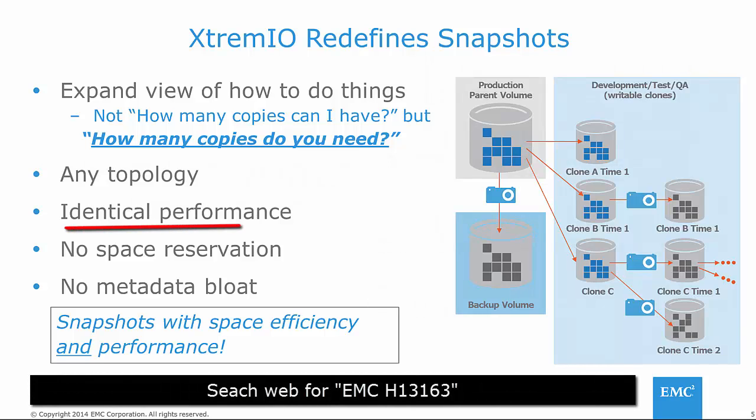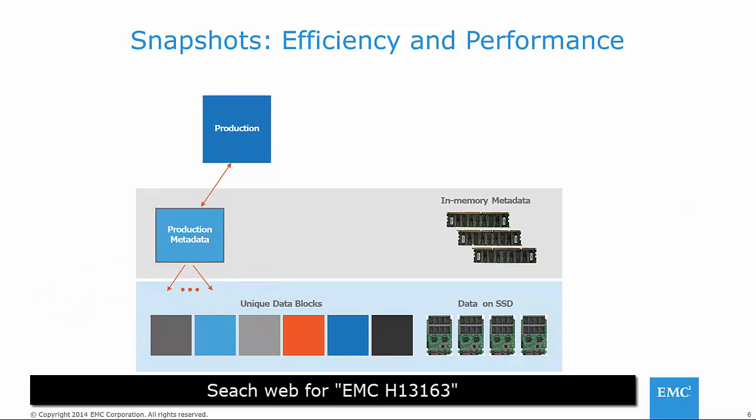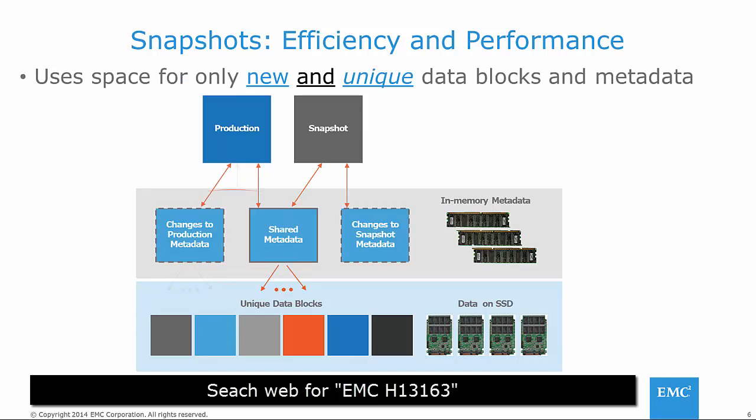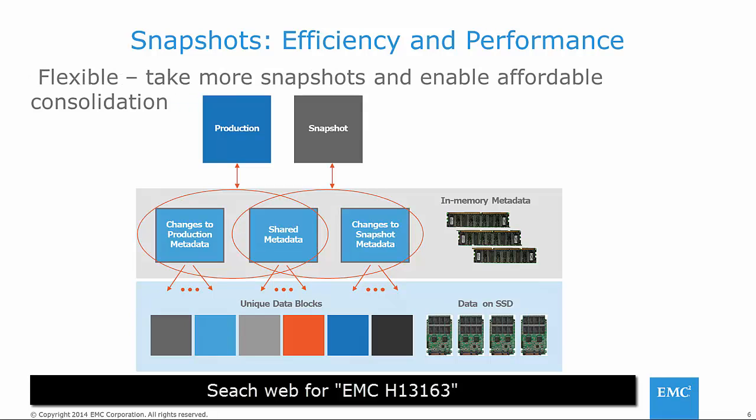So how does XtremIO do this? We have no space reservations. We don't bloat our metadata because we're using shared metadata. Our snapshots are efficient, and the reason is because of this concept called shared metadata. So when we take the first snapshot, put it into production, we can then take another snapshot and put it into production. Both versions of the data use the same metadata, and the deltas, the changes to those environments, are reflected in singular metadata. So we have no metadata bloat.